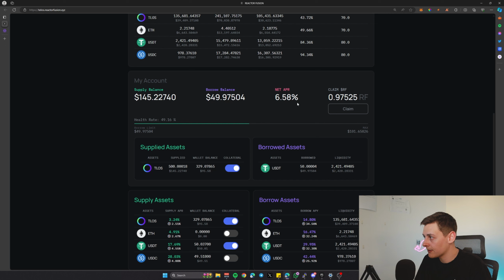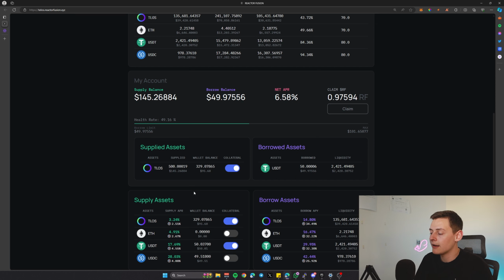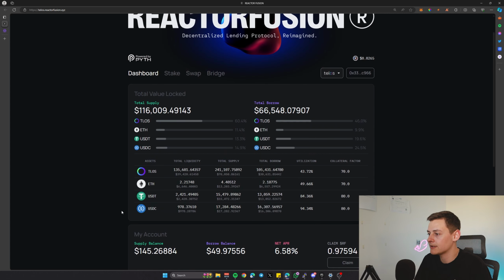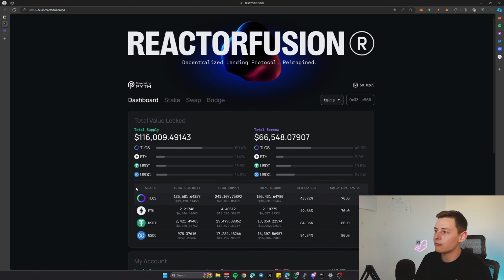As you can see here, the dashboard does show you roughly how much rewards you'll be earning once it adds everything up, your RF tokens you earn, and then also your health rate. So you want your health rate to be at a healthy level. You don't want it to be too far up the scale. If it gets too close to the max, that's when you will look at potentially being liquidated, like I said, where your assets that are supplied are sold off, taken away from you to pay off your loan for you in case you don't pay it off in time. So as easy as that, that's how you lend and borrow with Reactor Fusion.